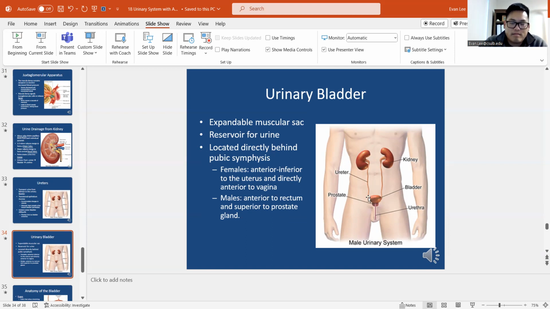Now, the bladder in male versus female bodies is located slightly differently because female bodies have an organ that the male does not, and that would be the uterus. So the uterus and then the vagina are going to be right behind the urinary bladder, while for males, without that, the rectum will be right behind the bladder instead.